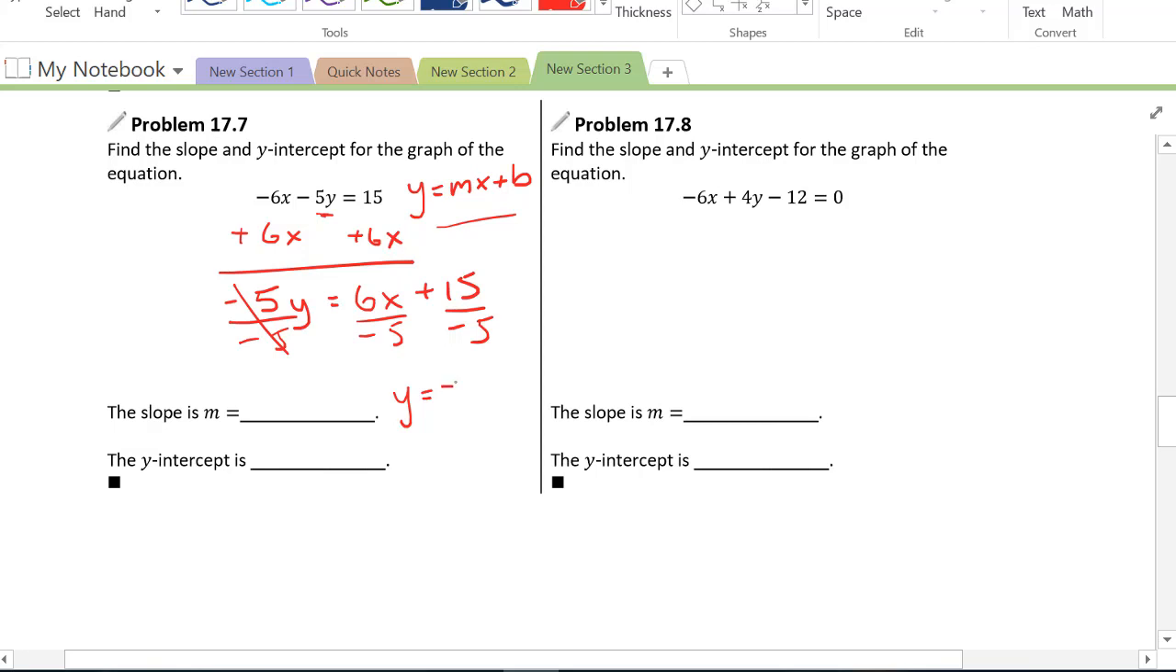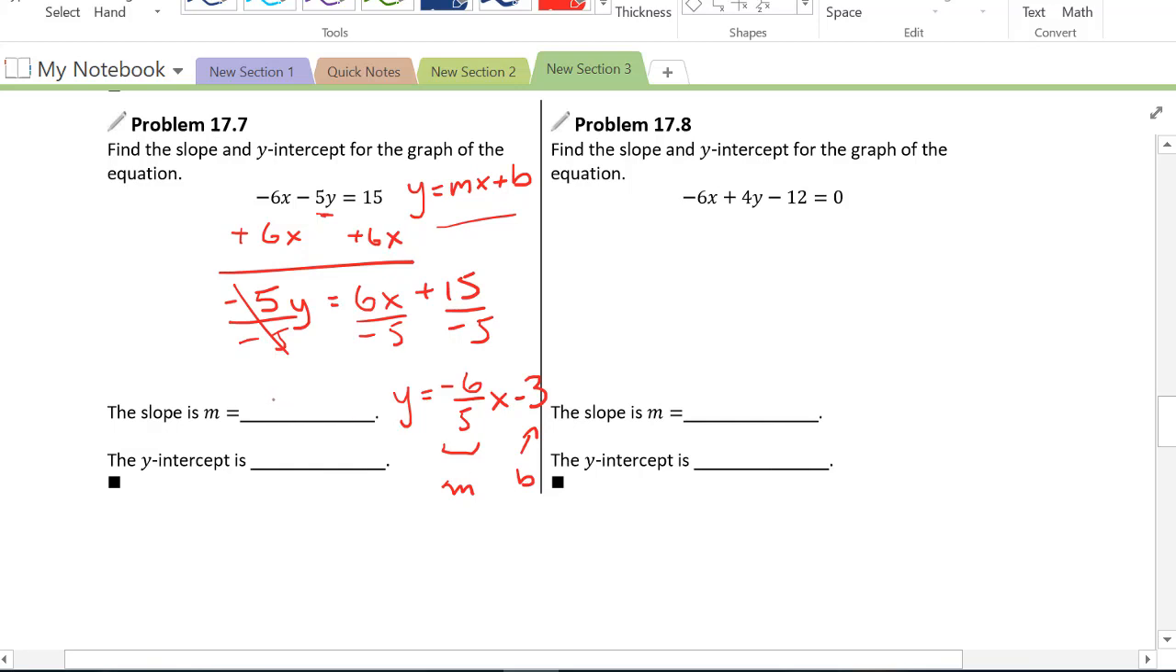So I'm going to call this negative 6 divided by 5x. And then 15 divided by negative 5 is negative 3. Okay, so that's our equation. So then now you can read off the slope. This is your m, and that is your b.